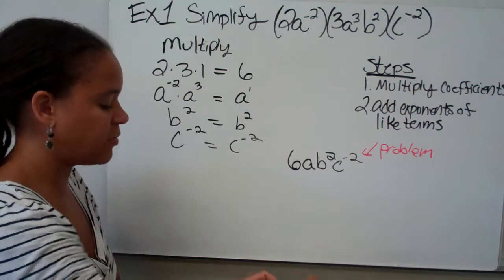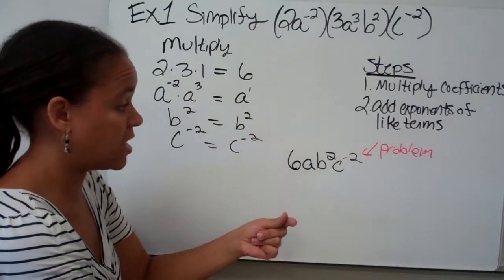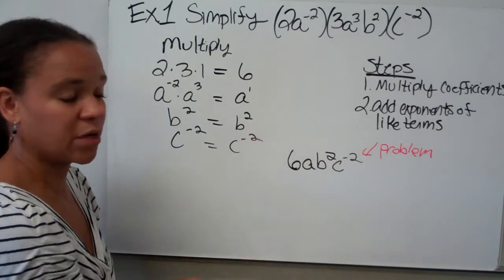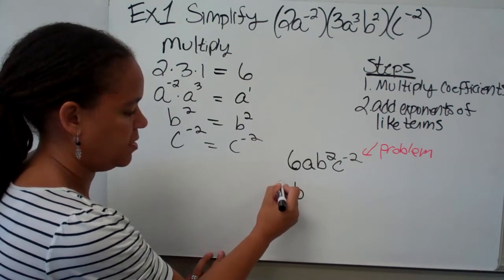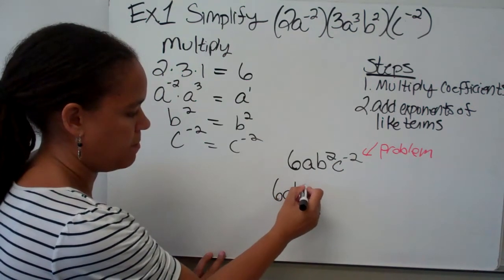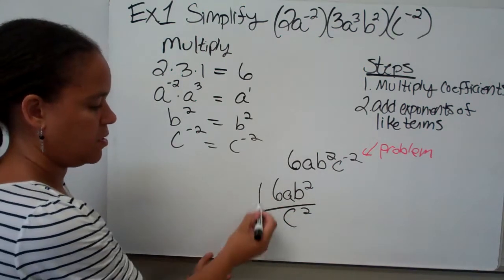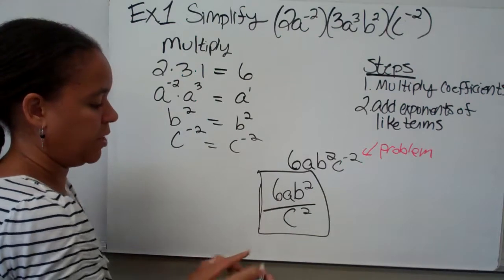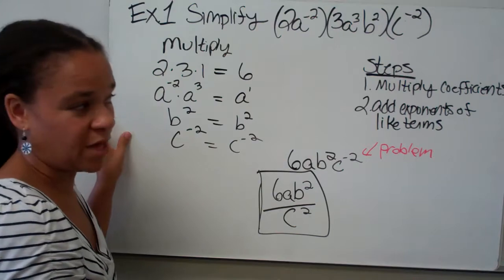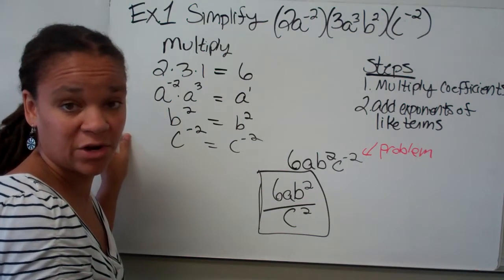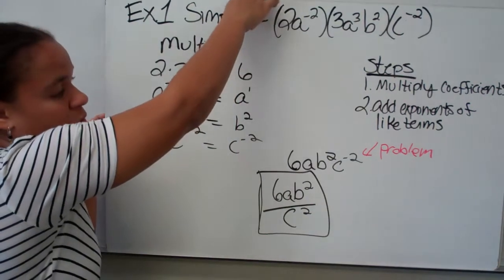Well, the easy way to get rid of that negative exponent is we're going to throw that entire term in the denominator. Because it's in the numerator, we can throw it in the denominator and it'll get rid of it. So the final answer will be 6ab squared divided by c squared. By putting it in the denominator, we've taken away the negative exponent. By the way, had it been in the denominator and it were negative as well, you would have just put it in the numerator. So you just put it wherever it was not.